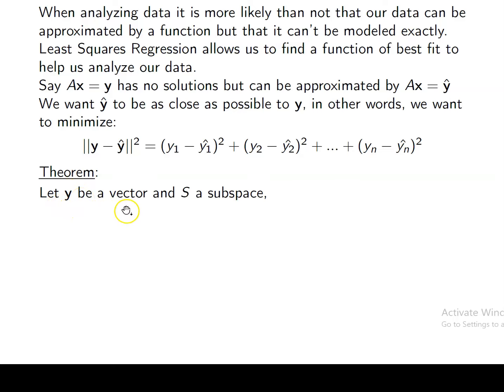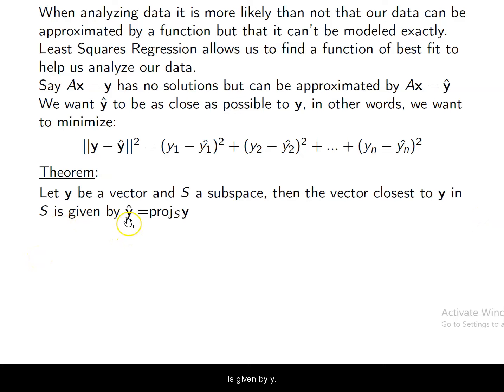So here's our theorem. Let y be a vector and S be a subspace, then the vector closest to y in S is given by y hat. Now, y hat is the projection of y onto S. So here, S is the column space of A, right?